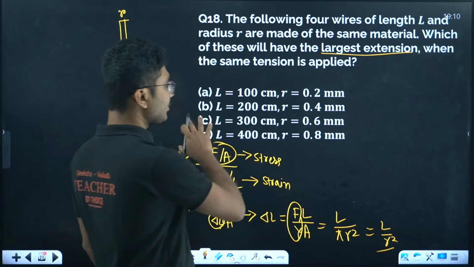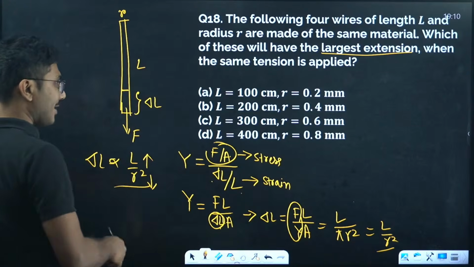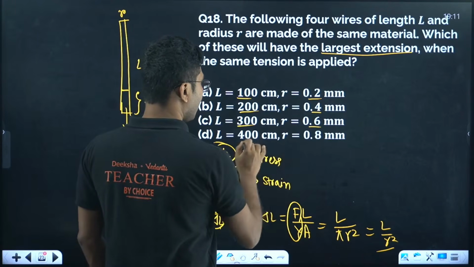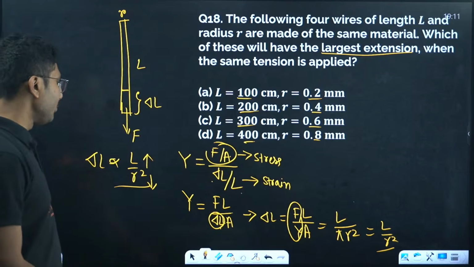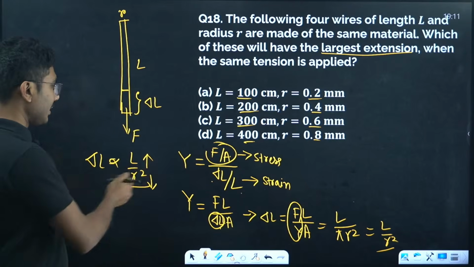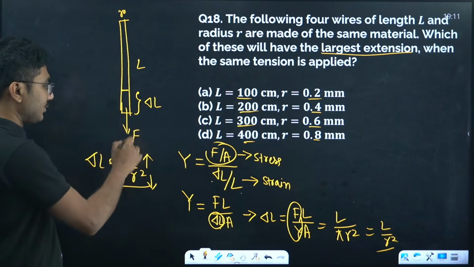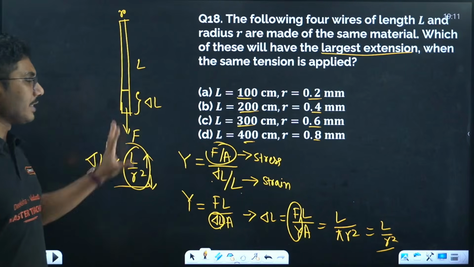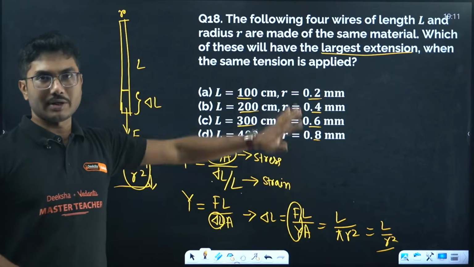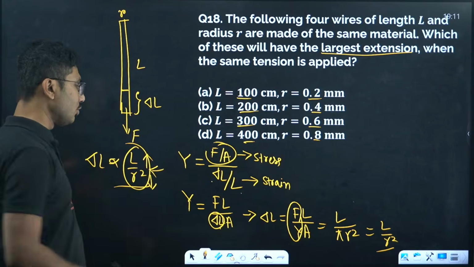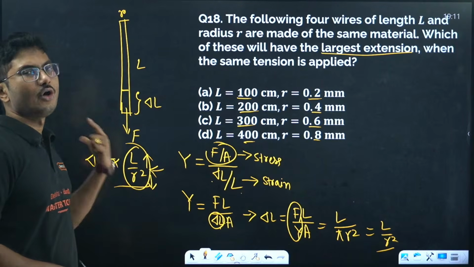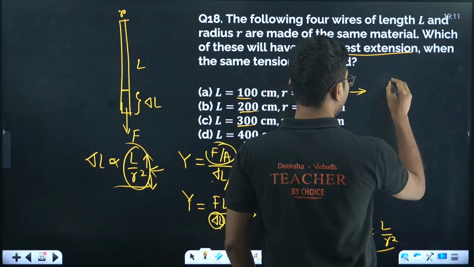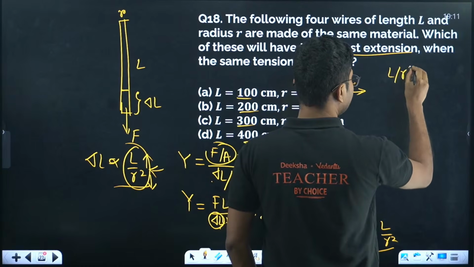Out of these options, which one has the smallest radius? The combinations are different for each case, so we have to manually calculate the ratio for each case. This ratio is the only thing. Other things are constant, so don't worry that F is not given and Y is not given, they are not required. Whoever gives the highest ratio, that is your answer. Let's check the first one, L upon r square.